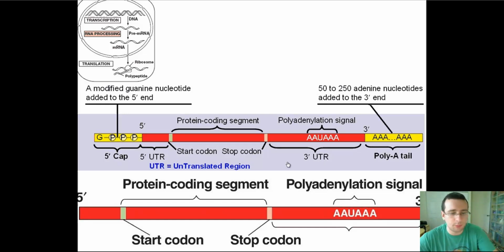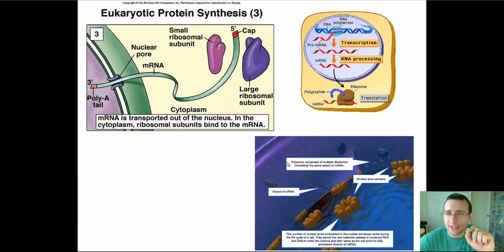After the RNA processing is completed, the RNA will exit through the nuclear pores, which are big enough to allow things like transcription factors and the RNA molecule to exit, and the strand of RNA will go into the cytoplasm and immediately start looking for a ribosome.